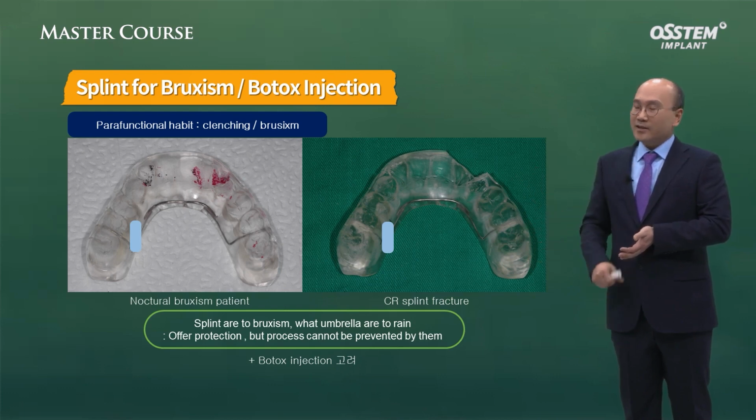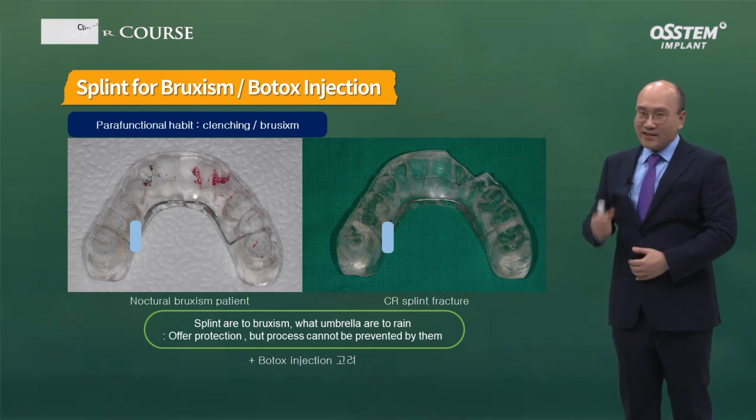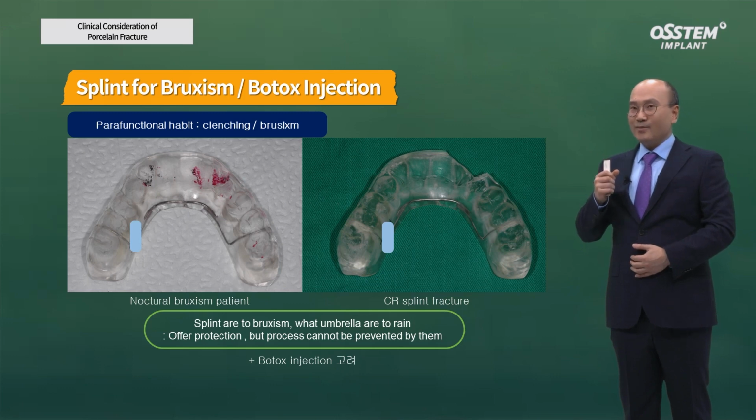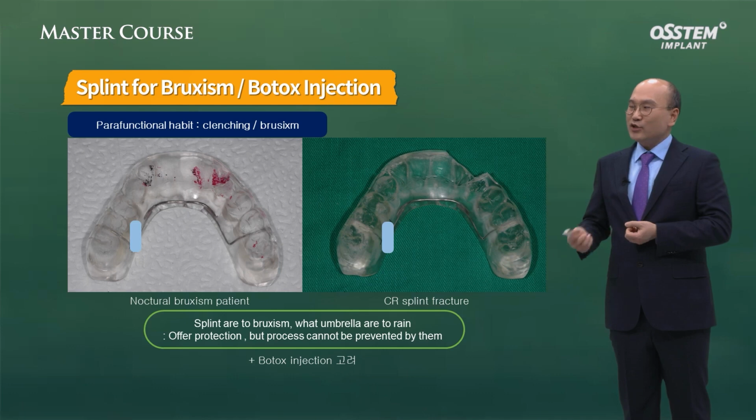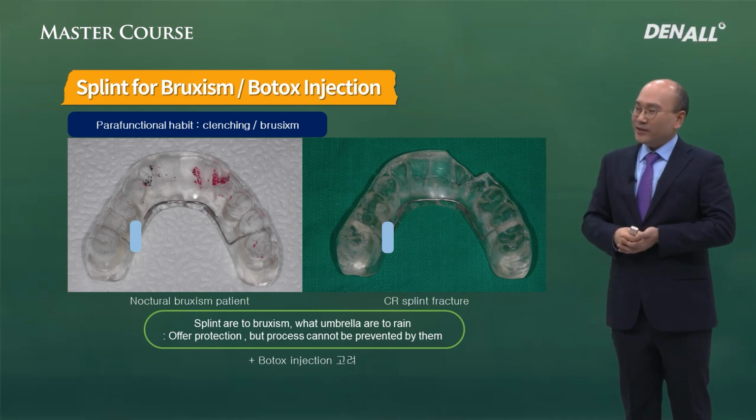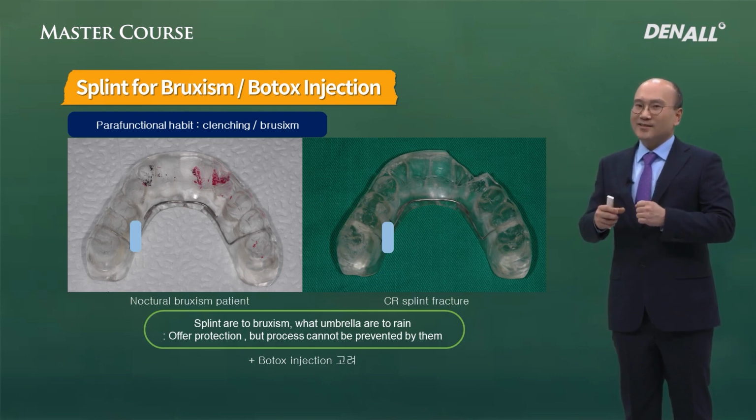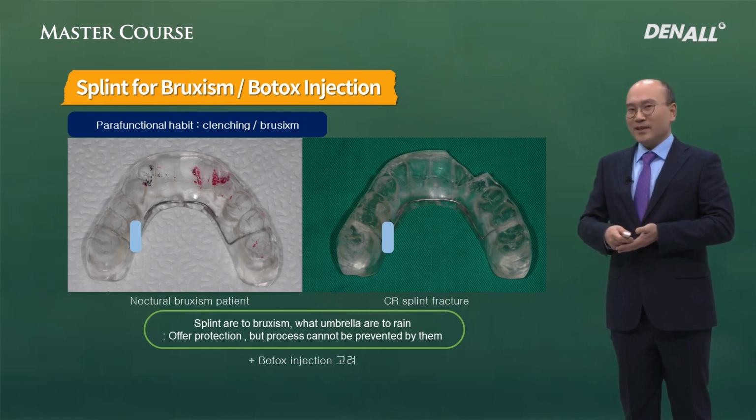So with the splint, you cannot prevent bruxism. But what I tell the patient is that when there's rain, it's like wearing an umbrella. When you have an umbrella, the rain will still continue, but you will not get wet. So with the splint, natural teeth, muscles, or other things could be protected. So if it's a compliant patient, then you could use a splint. Botox could be another option, but sometimes patients do not want to use Botox. So you have to choose what is right for the patient or go with the patient's preference.